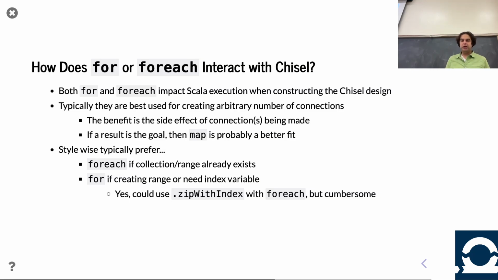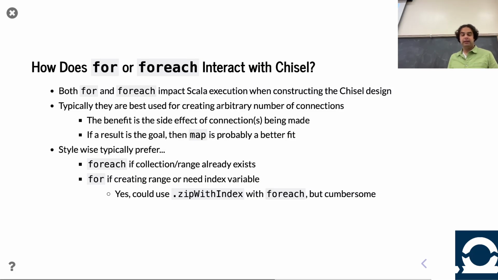For both for and foreach, when you're actually writing Chisel, usually the goal is to have some sort of iteration and the benefit is some sort of side effect. If your goal is to produce something directly, then map is probably going to be better. So for and foreach are both for when you want iteration or a side effect. For me personally, I think foreach is great when the collection or range already exists. Maybe you have a Vec or a Seq or something. Yeah, foreach is great. You can iterate through it. If you need to create the range, then for makes a lot of sense.